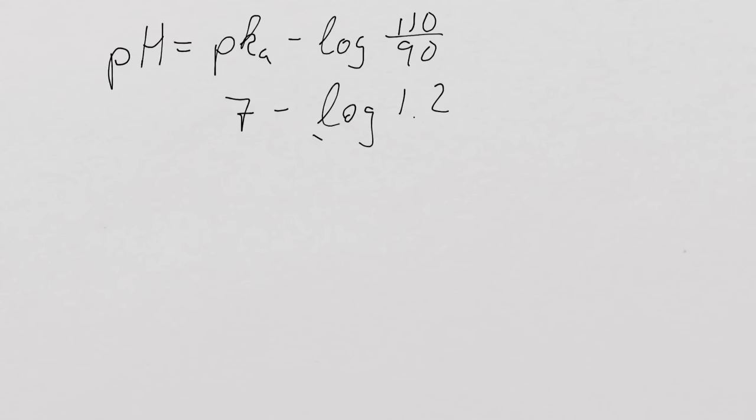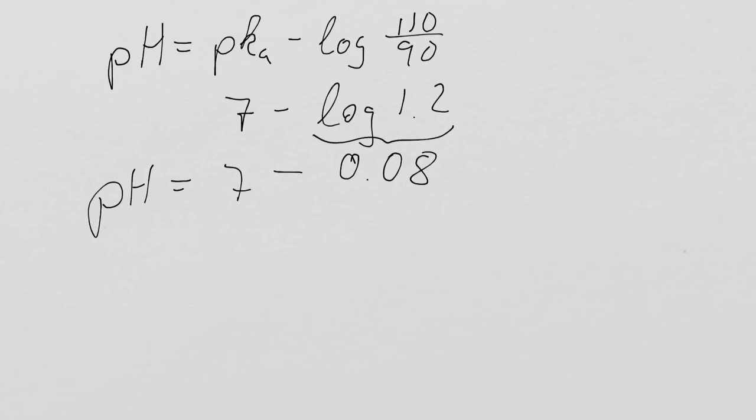What is log of 1.2? 0.07 or 0.079. Let's do 0.08. Yeah. So pH equals 7 minus 0.08 is 6.92. Is that right? 6.92.